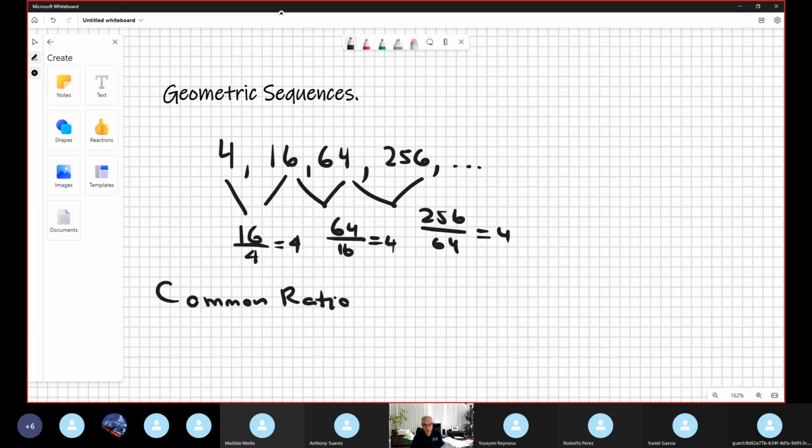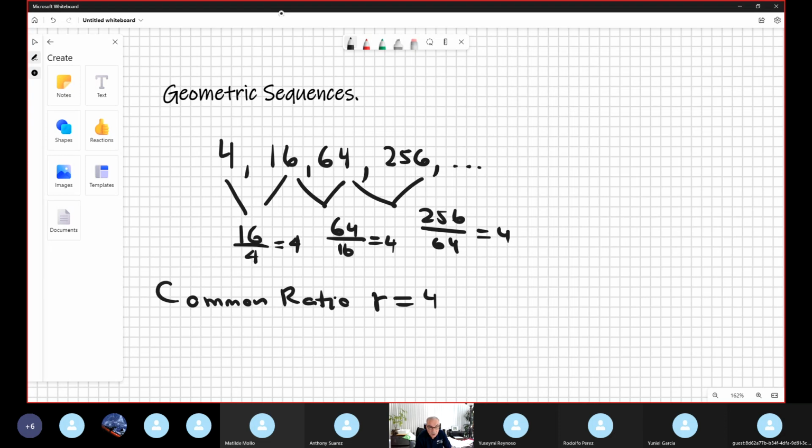When you have a common ratio, in this example it is 4, and the common ratio is indicated using the letter R. It's a geometric sequence. And the proof is: to find a common ratio, divide any element by the previous one. If the answer is constant, then it is a geometric sequence, and you find the common ratio.